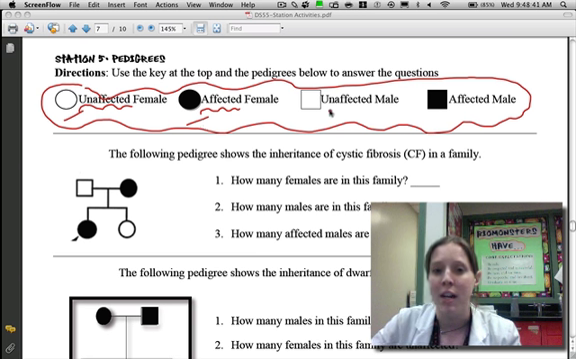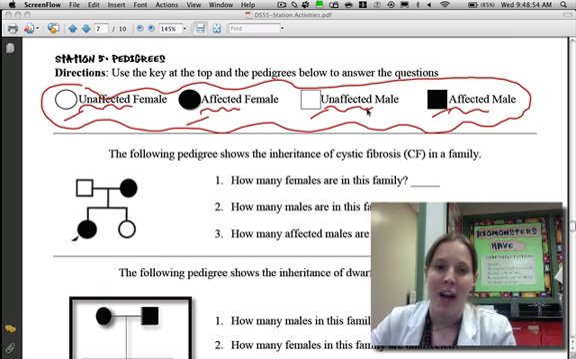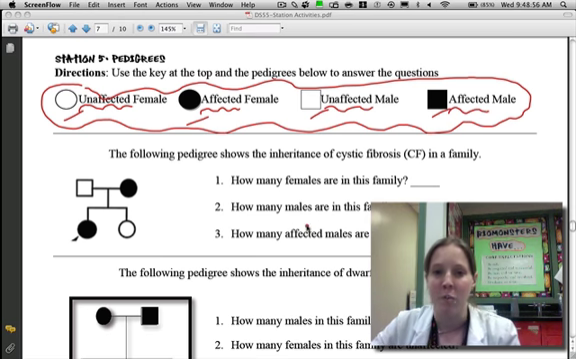If I look over here, I see that squares in my pedigree stand for males. And again, there are two types of males. Unaffected males will not be shaded. They don't have the trait. Shaded males are affected. So now I'm ready to dive in and start trying to solve my first pedigree problem.